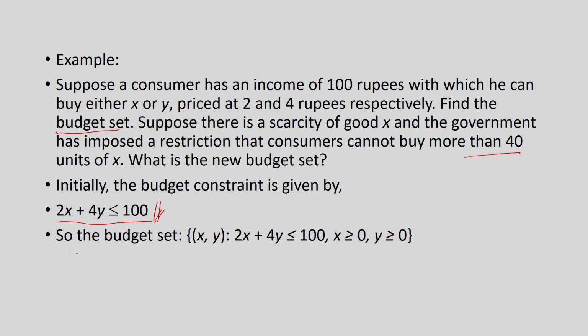Therefore, the budget set is this one, this set. And so, this set is basically a set where each element has two elements, a pair x and y, such that this budget constraint has to be satisfied, 2x plus 4y is less than or equal to 100. At the same time, we need to satisfy this one, that x and y cannot be negative quantities, they have to be non-negative. Okay, this was the first part.